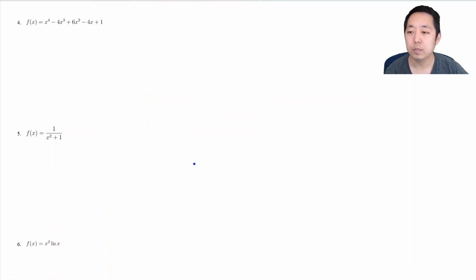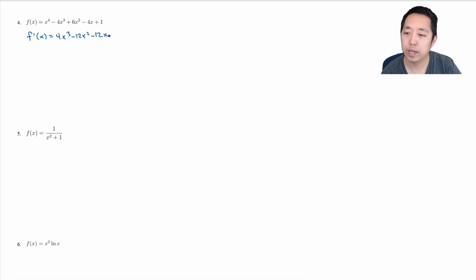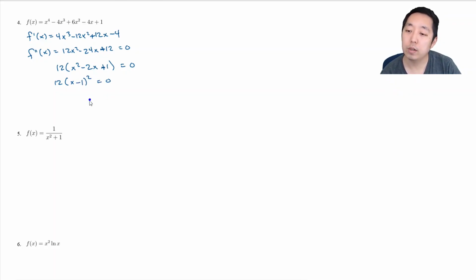Okay. Let's do the same for number 4. First derivative is going to be 4x cubed minus 12x squared minus 12x minus 4. And so the second derivative is going to be 12x squared minus 24x minus 12. Now I want to know when this equals 0. I can factor out a 12. That becomes x squared minus 2x minus 1 is equal to 0. This should have been plus, I was going to say. And so this factors into 12 times x minus 1 quantity squared. And so that only happens at x equals 1.